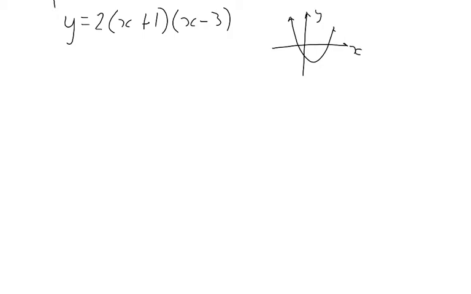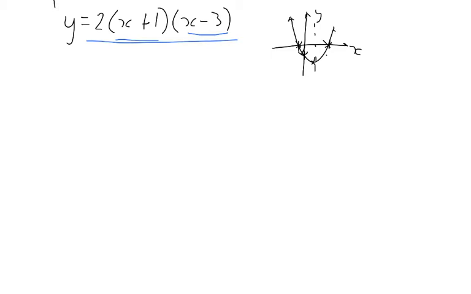But we're actually going to find out what that value is there, what that value is there, what the y-intercept is. We'll find the axis of symmetry and the vertex here, all from this equation. First things first, we'll find the x-intercepts. Now that's when y = 0, so that's when x + 1 = 0 or x - 3 = 0.